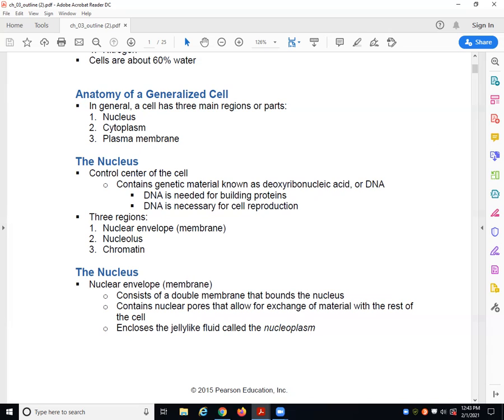Now, the nucleus itself has three regions. It has a nuclear membrane or nuclear envelope that surrounds it. And inside, it has a nucleolus, and it has chromatin. We'll get into what those are, but those are your three main regions of the nucleus.